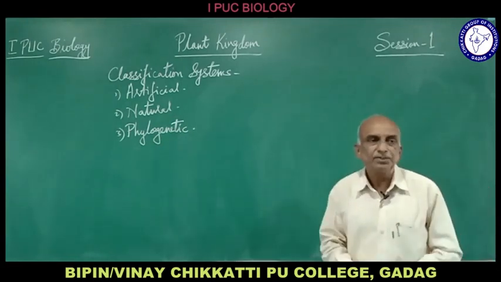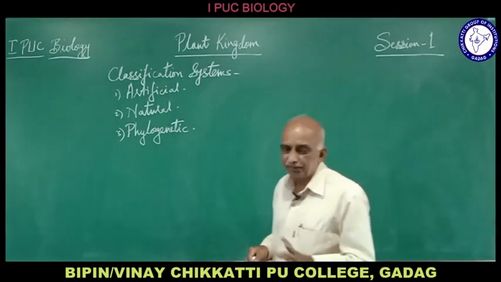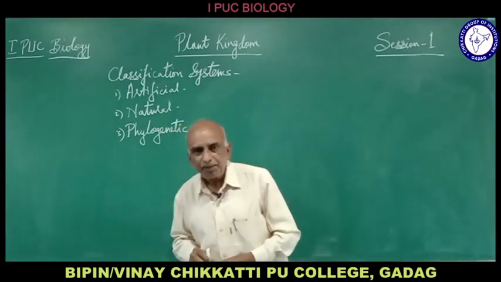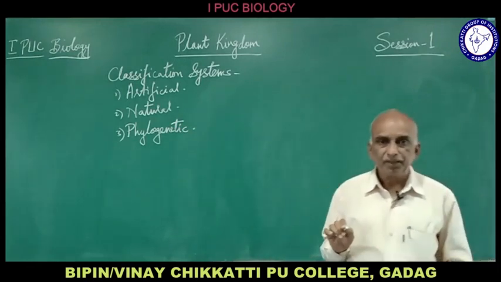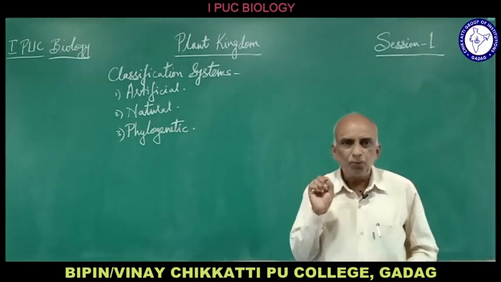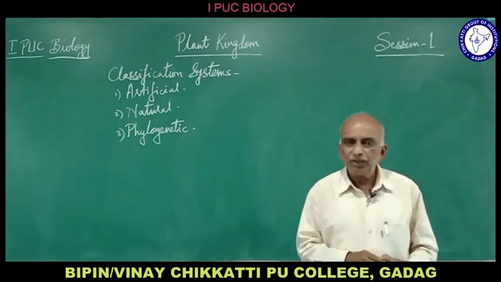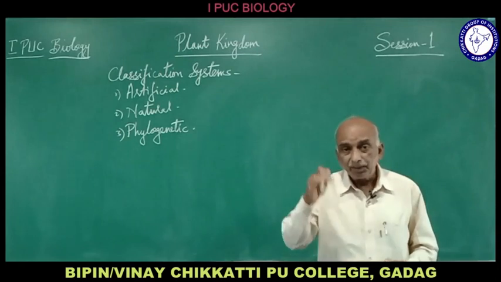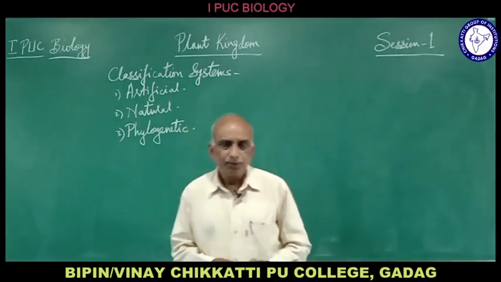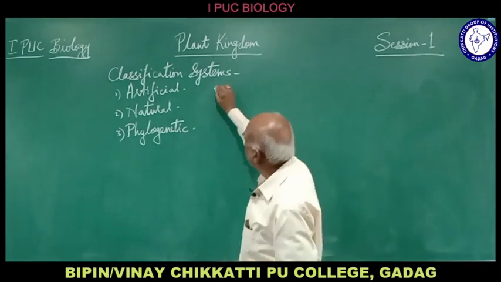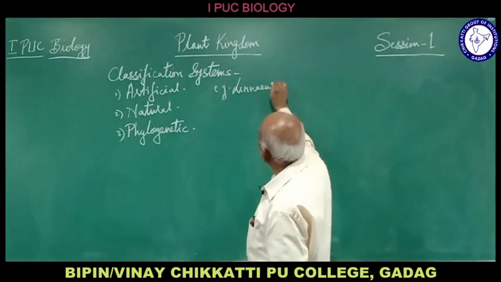Now what is an artificial system? One by one. Which system can be called artificial? Suppose a system or a classification is performed considering only one or very few characters, usually a single character, then it is called artificial classification. So Linnaeus, for example, Linnaeus classification is an artificial system.